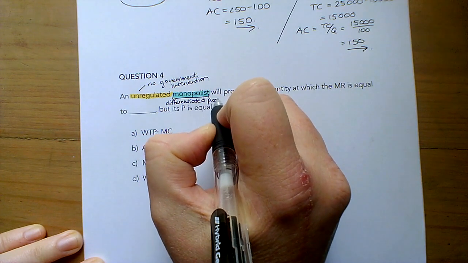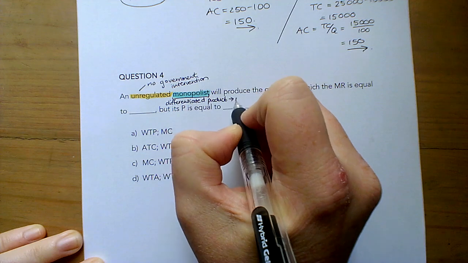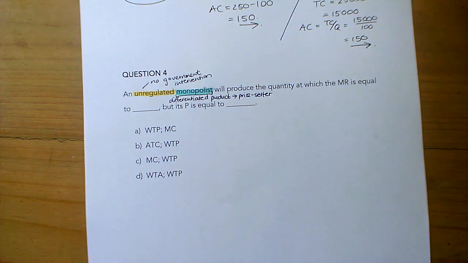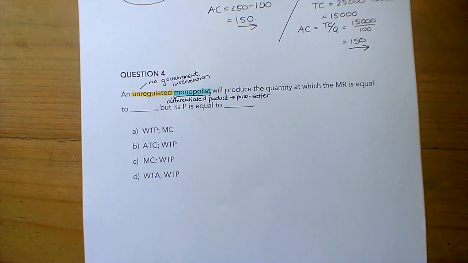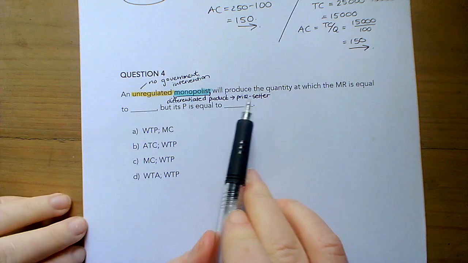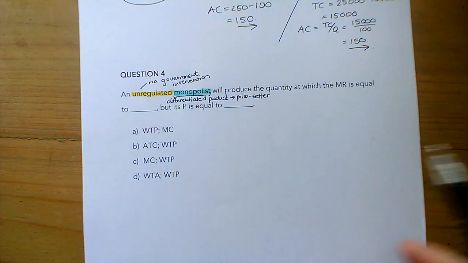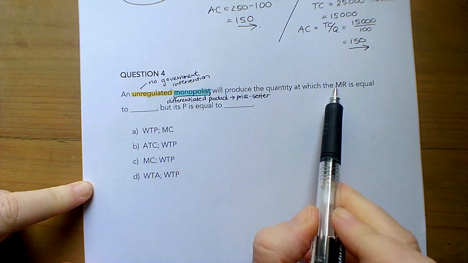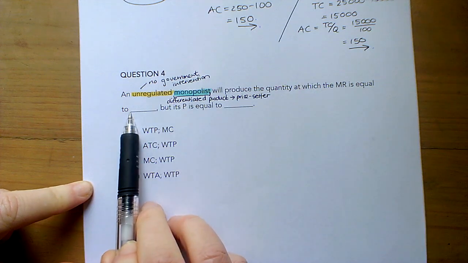And if you are producing a differentiated product, that means you're able to set a price according to your consumer's willingness to pay. So you don't have to take a market price as given. You have price setting ability. You have some power. So the monopolist will produce a quantity at which MR is equal to.